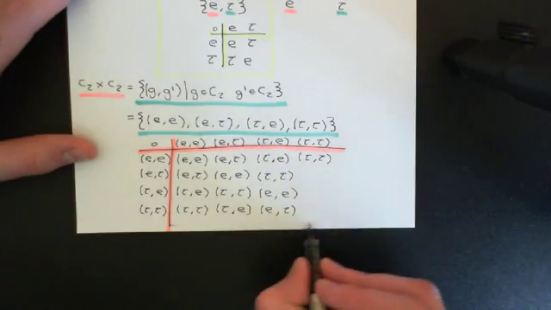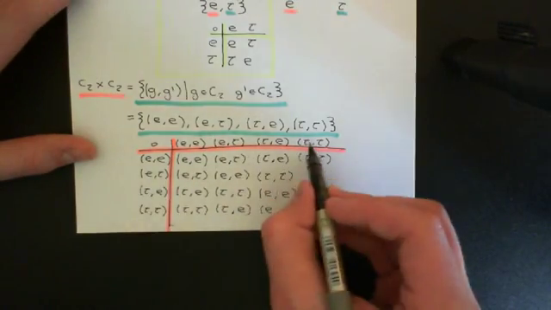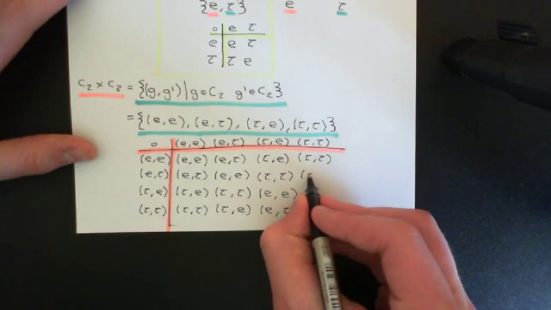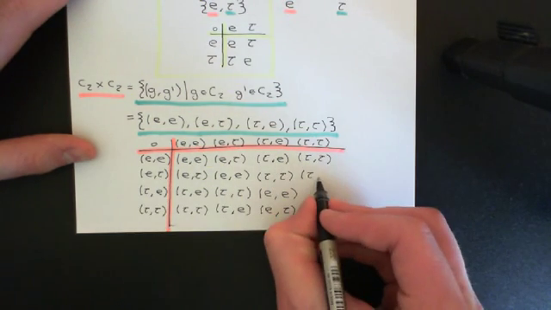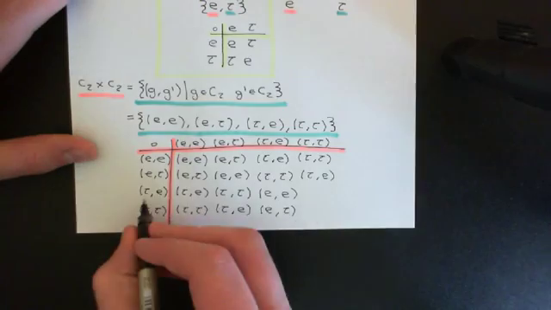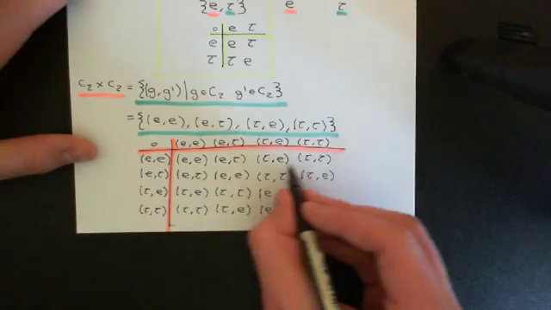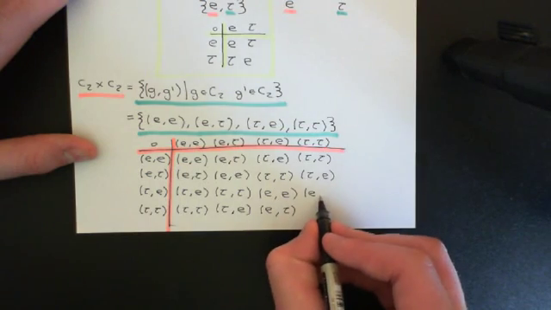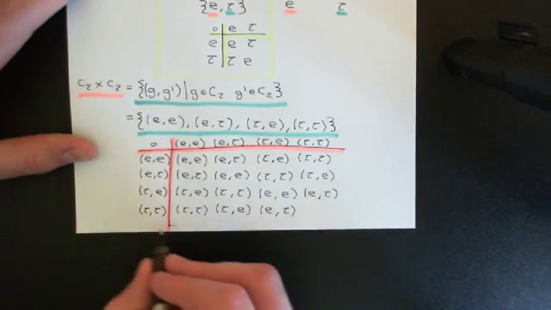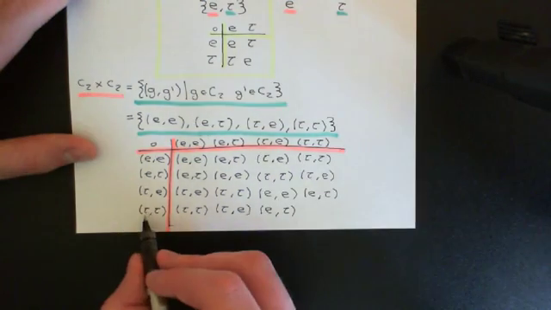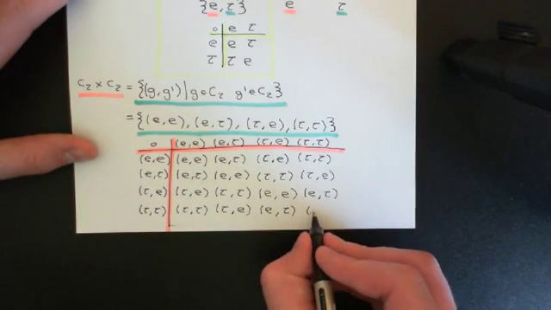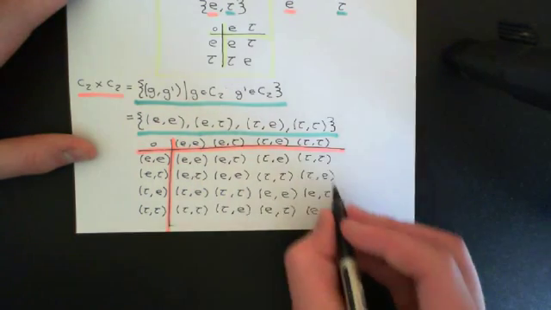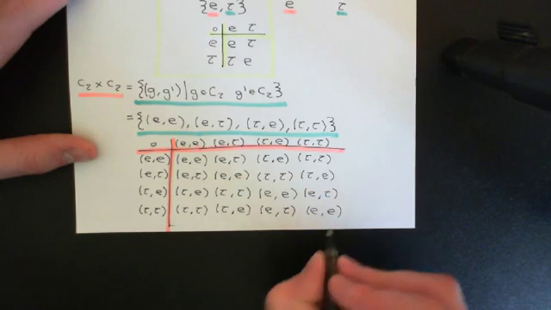Okay, next, this column here, we'll have the identity composed with tau, that will give us tau. Then we'll have tau composed with tau, that will give us the identity. Next one here, we'll have tau composed with tau, that will give us the identity. Then we'll have the identity composed with tau, that will give us tau. This final one here, we'll have tau composed with tau, that'll give us the identity, and tau composed with tau again, that'll give us the identity again.